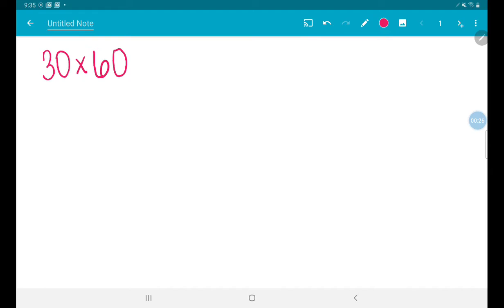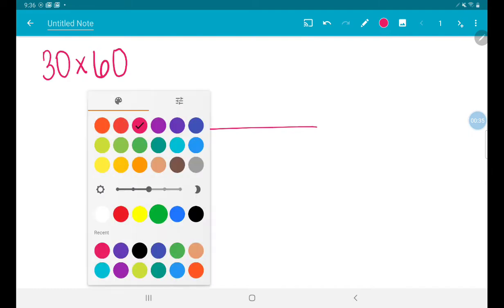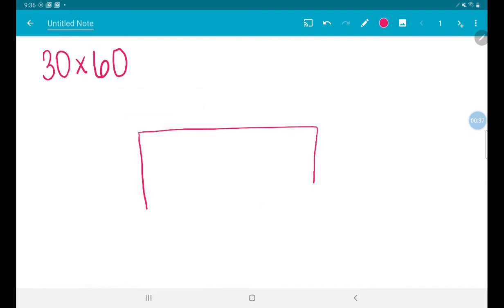But wouldn't 60 go at the top? So we're drawing a rectangle. Our long side's going to be what, Justice? 60, because 60 is our biggest number. And our short side's going to be what, Cash? 30.